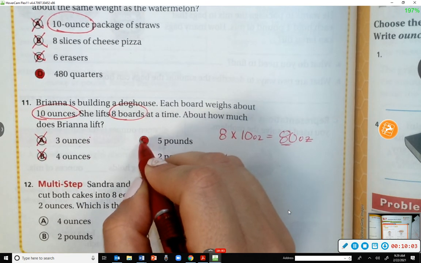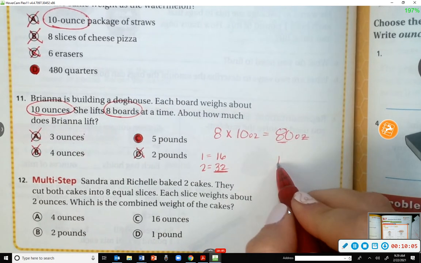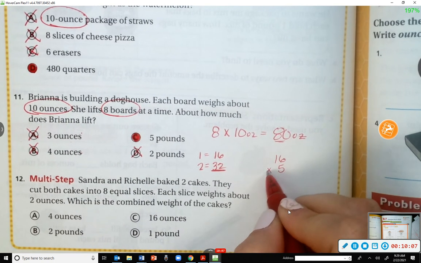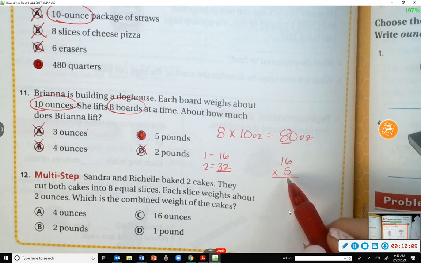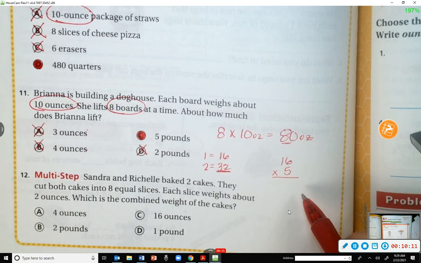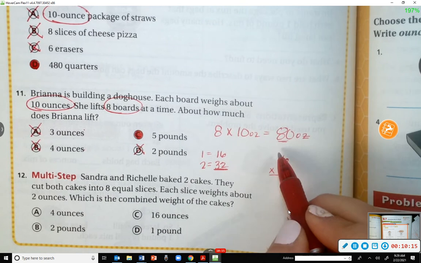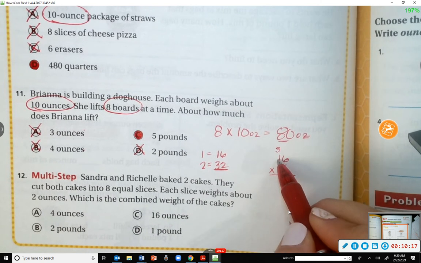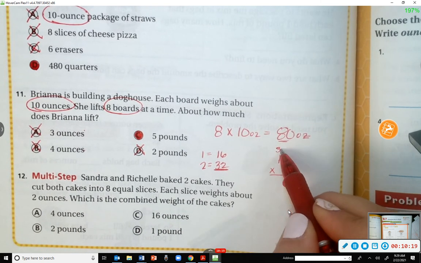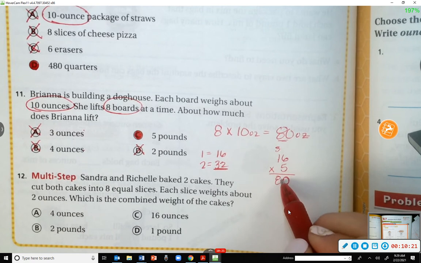I knew that all along. So I could do 16 times 5 to see how many ounces that is. What's 5 times 6? 30. So the 0 goes down, 3 goes up. 5 times 1 plus 3, 8. 80 ounces.